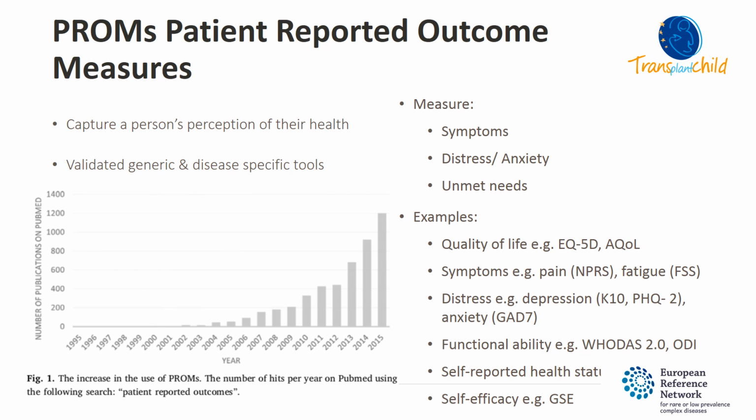About PROMs, the patient-reported outcome measures, we know that it's a tool to capture a person's perception of their health. They are validated generic and disease-specific tools to do that. For example, measures for symptoms, distress, anxiety, unmet needs, quality of life questionnaires, symptoms, pain, distress, depression, etc. But we noticed in the last decade that in the literature there is an increase in the use of PROMs and their results as tools to measure the outcomes of patients.